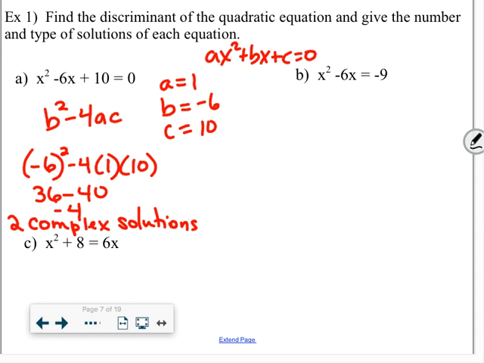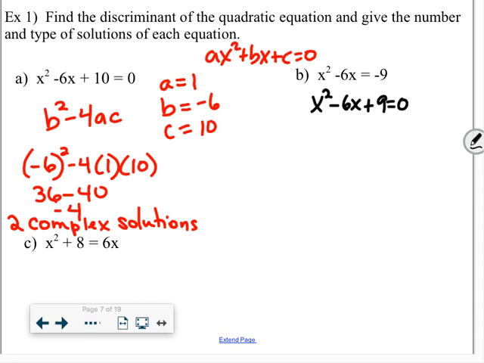All right, letter b: x squared minus 6x equals -9. Chris, on this one, what do I have to do first before I can identify a, b, and c? Bring over the constant. Yes. I need this to be ax squared plus bx plus c equals 0, so the first thing you have to do is put it in standard form.